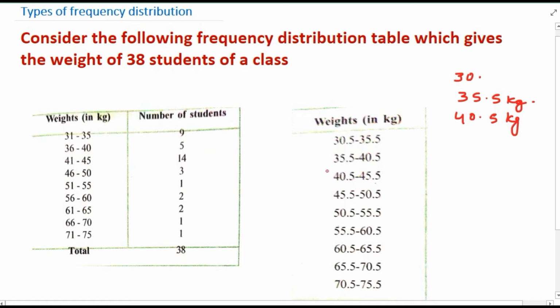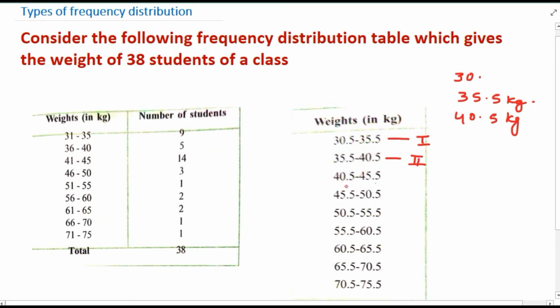Now one more problem is there. In which class interval will you include 35.5? In the first class interval or the second class interval? Which class interval will you include the weight 35.5 in? It is there in both class intervals. So if you include it in both, then it will be counted twice. So it is not possible.